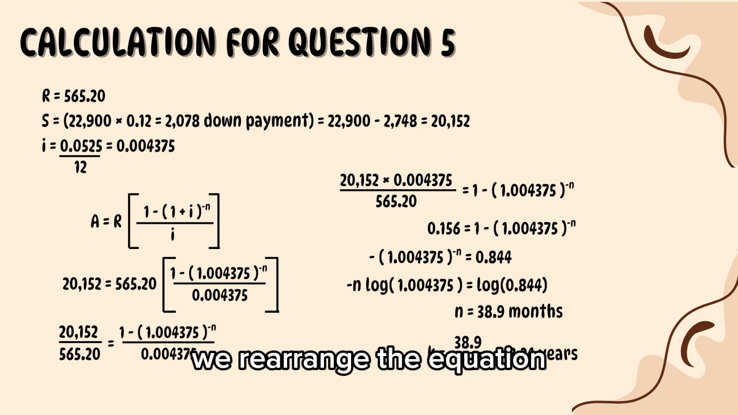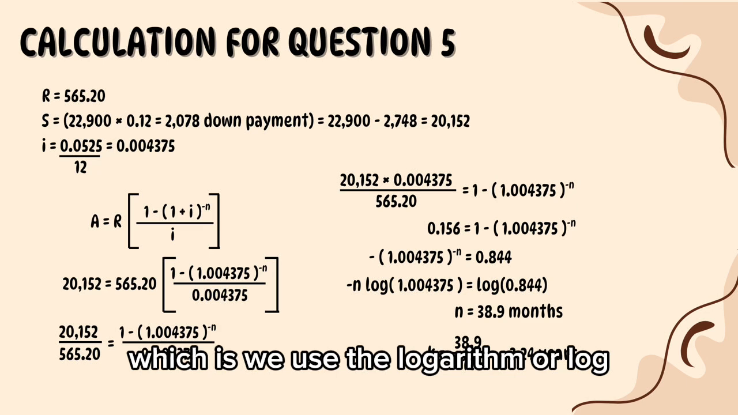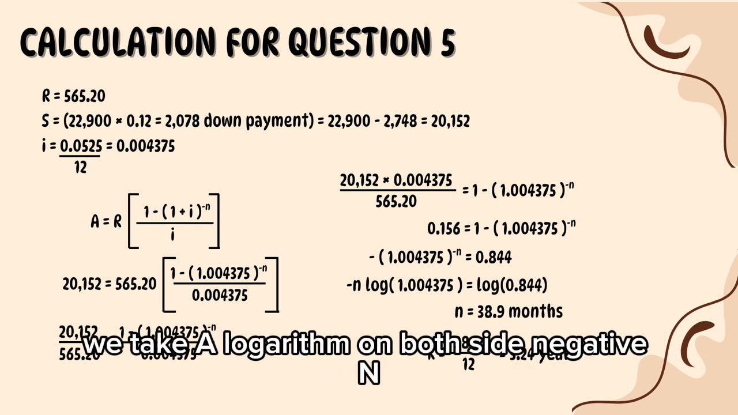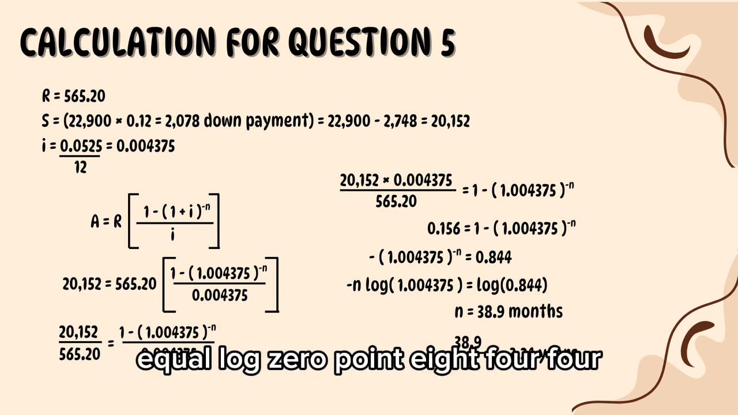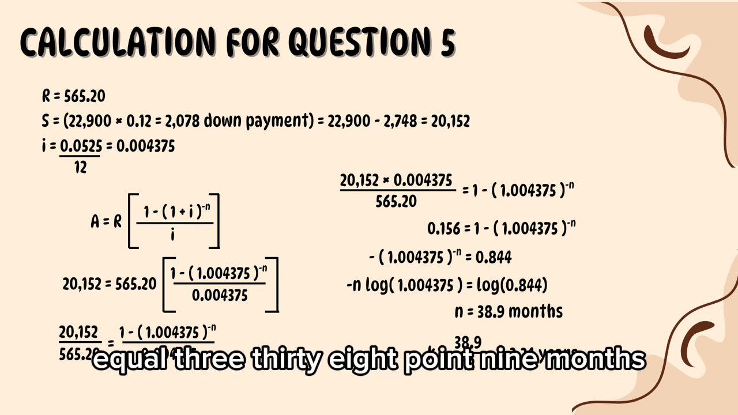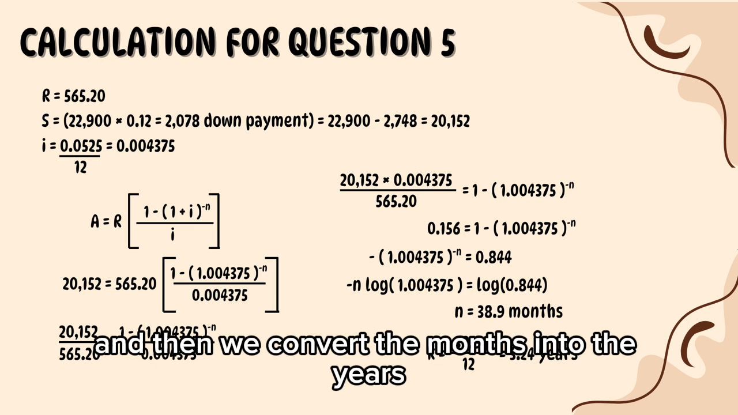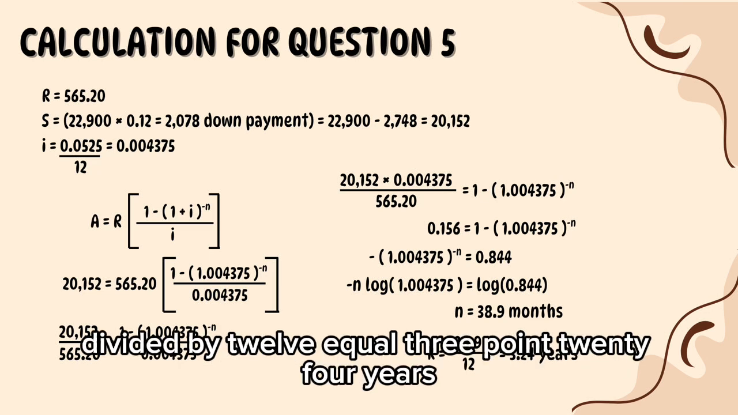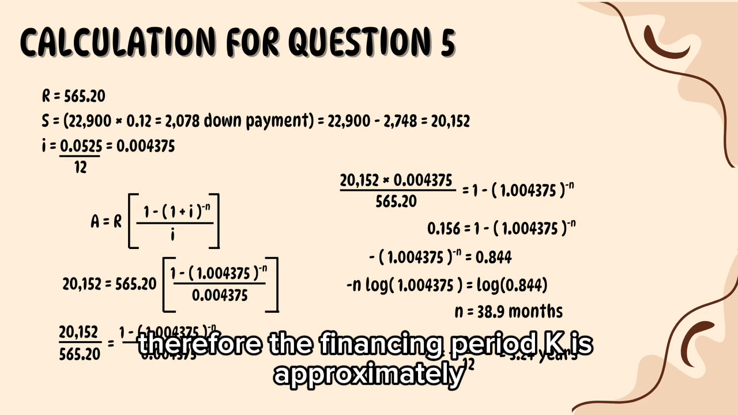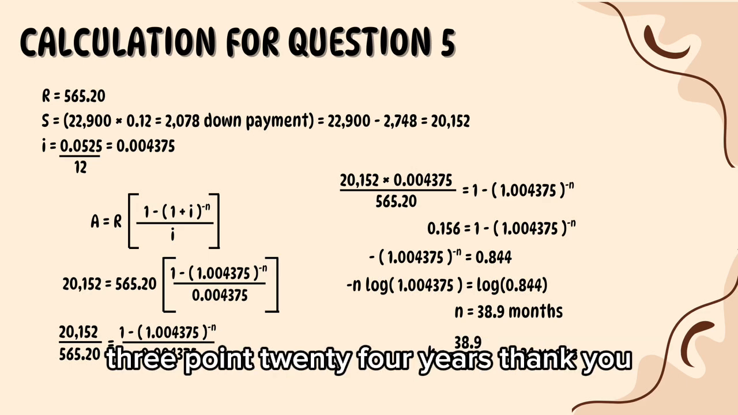We rearrange the equation and solve for n using logarithms. We take the logarithm on both sides: negative n log 1.004375 equals log 0.844, and then we get n equals 38.9 months. Then we convert the months into years: 38.9 divided by 12 equals 3.24 years. Therefore, the financing period is approximately 3.24 years. Thank you.